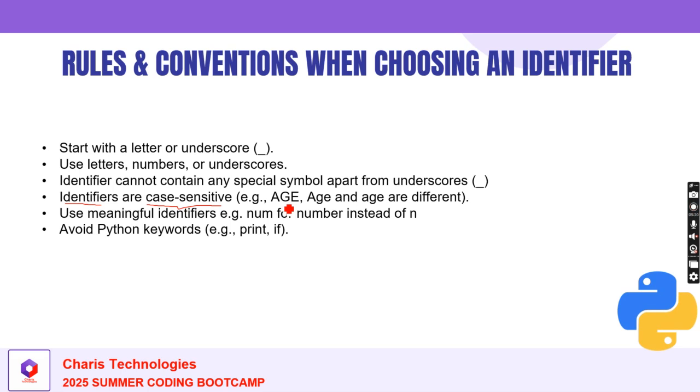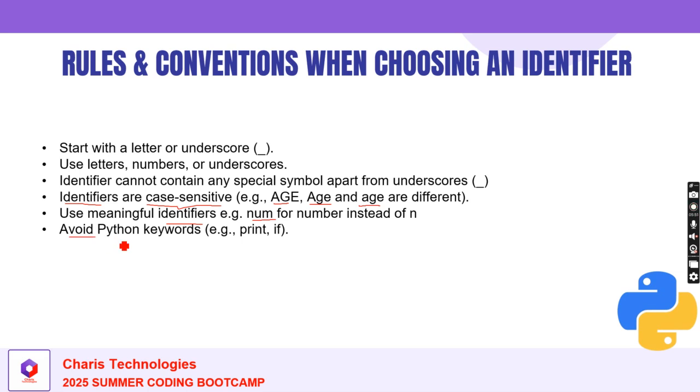Now age written in full capital letters is different from age starting with a capital letter and the rest small, and it's different from age in small letters only. Then you use meaningful identifiers. This is not a rule actually, you won't get an error for doing this, but it's just ideal. It is a convention. So we use something like num for number instead of just using n for number, so that it will be readable and understandable.